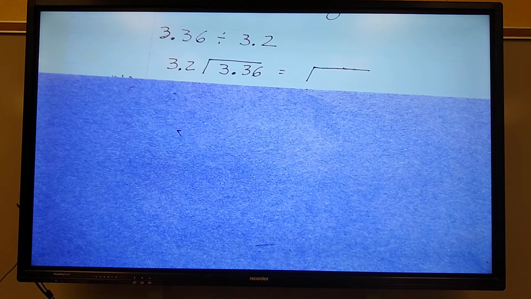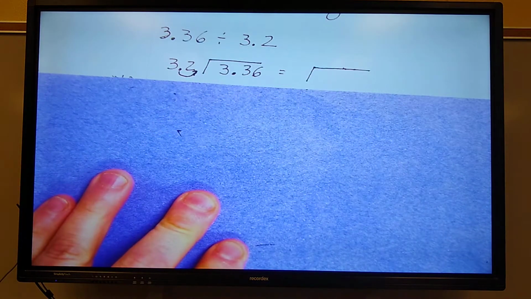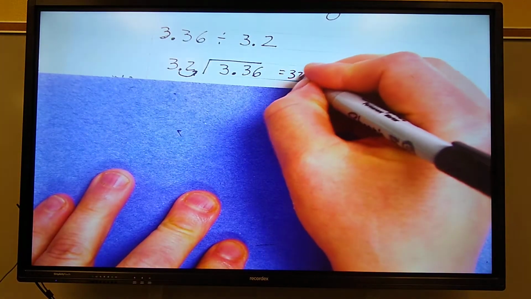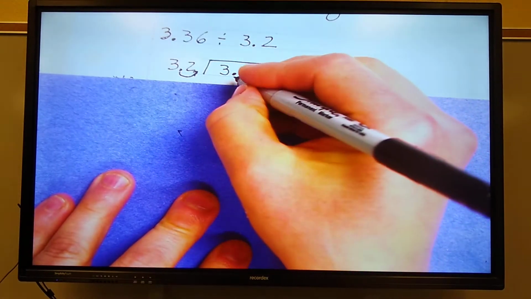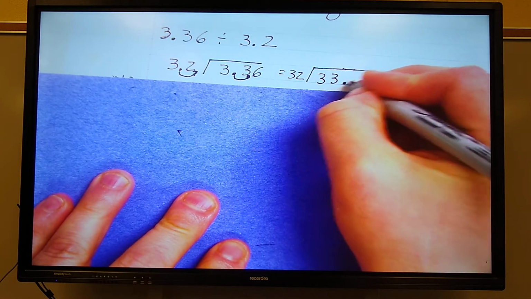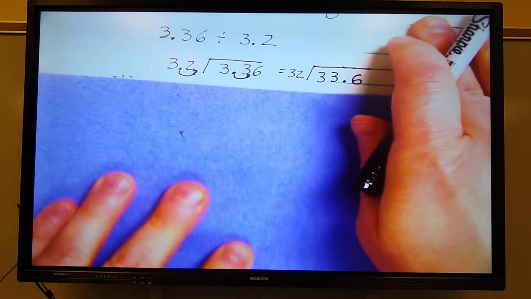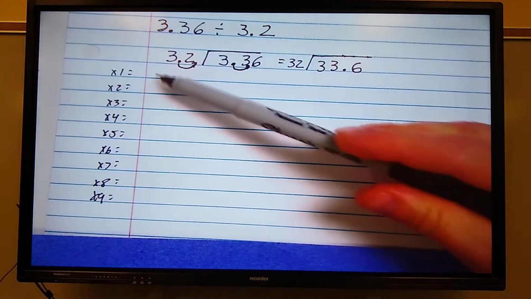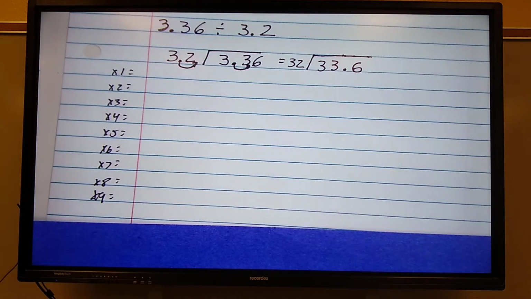All right. Right here, I have to move the decimal over 1 time. So my new divisor is 32. I moved my decimal once here, so that means I'm going to move my decimal once here. So my new dividend is 33 and 6/10. So now I have to find the facts of 32. Right here. So pause the video and give me all the facts of 32.